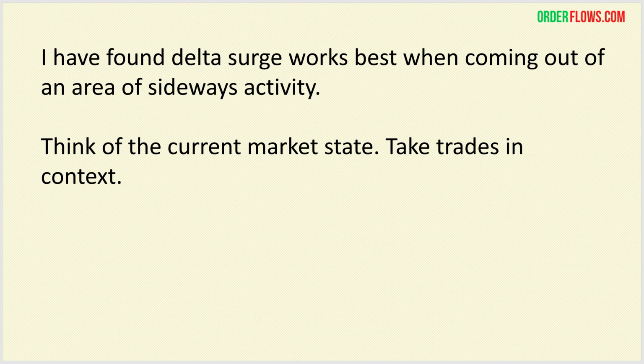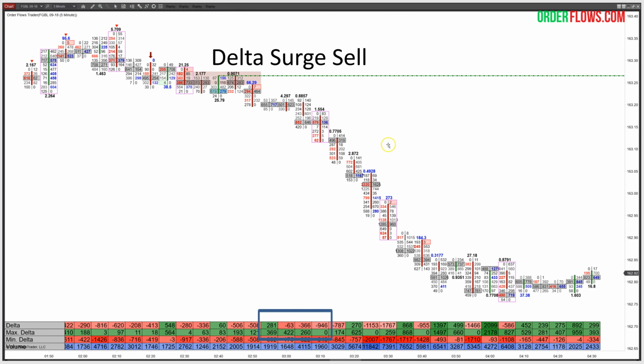Always think of the current market state. Take trades in context. I don't necessarily like to take delta surge buys after a big move up, or delta surge sells after a big move down. For example, in this chart, if there was a delta surge down here after we just had this big sell-off, I probably wouldn't be interested in it. What I'm more interested in is, in this case, we haven't had that big sell-off yet. So up here, I'm still interested in it because I have potential for a sell-off. But if I just experienced a big sell-off in the market and then there's a delta surge, I'd be kind of wary about it. I wouldn't be so interested in it.